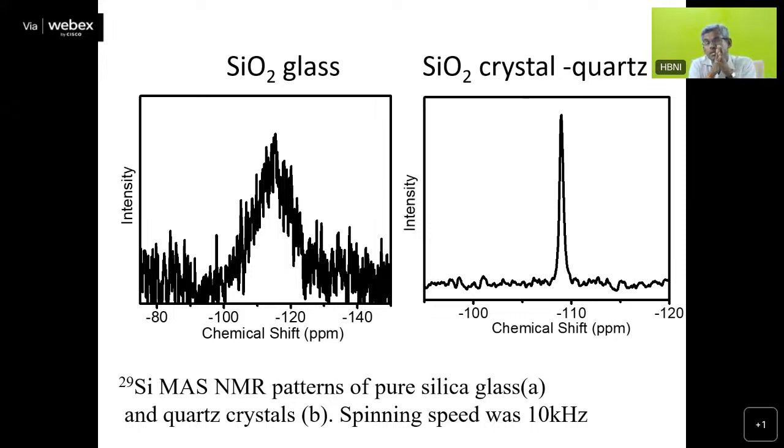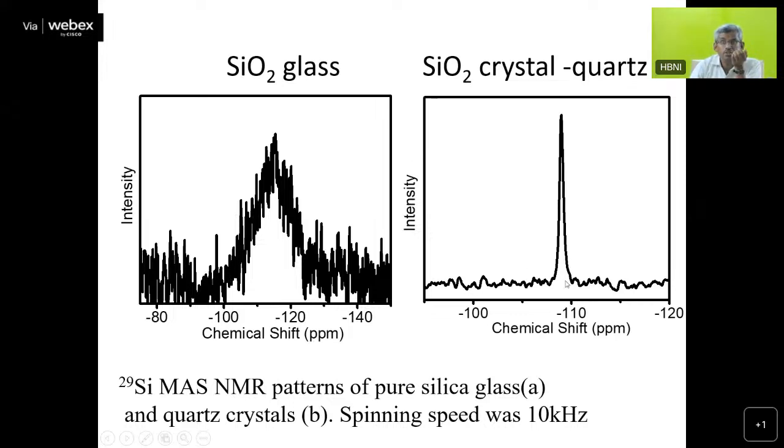So recording silicon NMR is difficult, because the higher the gyromagnetic ratio gamma, the better the NMR patterns. As gamma decreases, the sensitivity decreases. So silicon has a poor sensitivity. You can see the line width for the same material: here the silicon is tetrahedrally coordinated, and here also silicon is tetrahedrally coordinated.